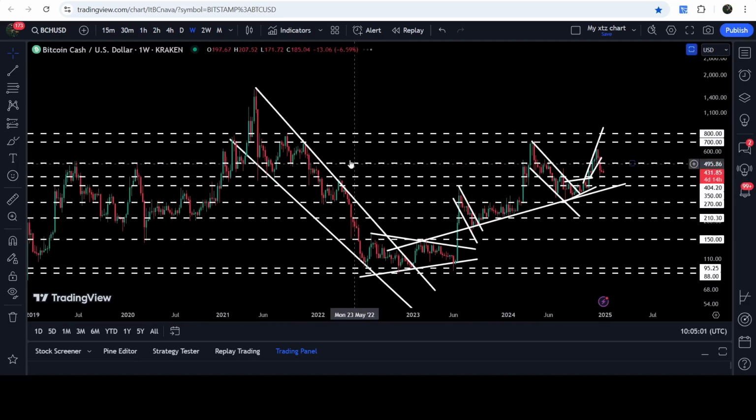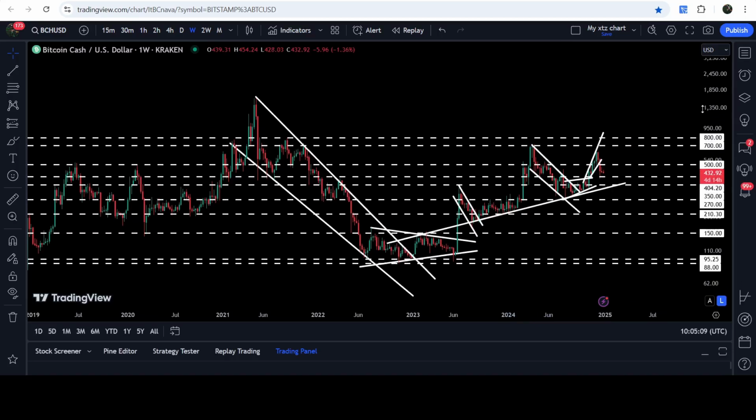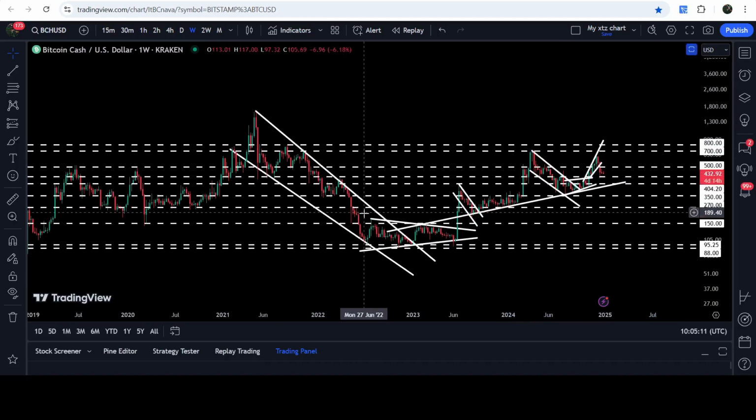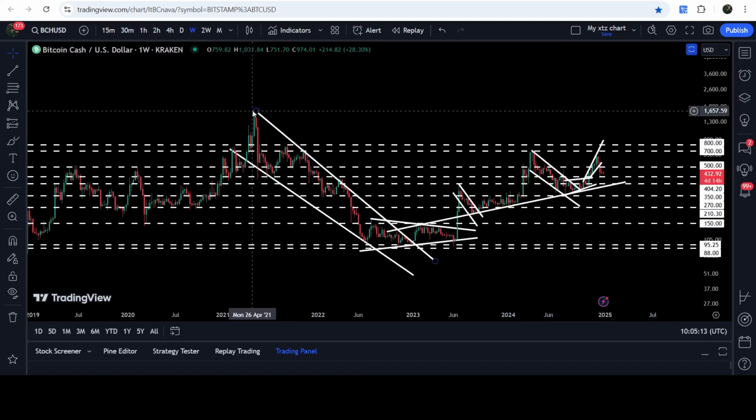And it has been previously working as a resistance here, resistance here, and resistance here. And again, it can work as a very strong resistance. Recently, it was also working as a resistance here as well. And the long-term target for the breakout from this big and long-term falling wedge pattern will be here at the top of the wedge. That will be somewhere between $1,600 to $2,000.